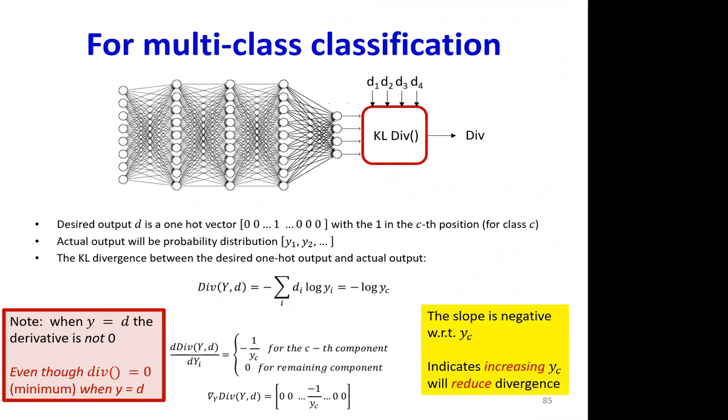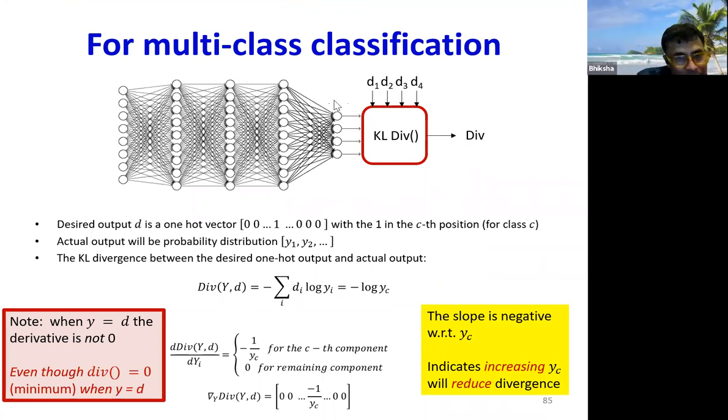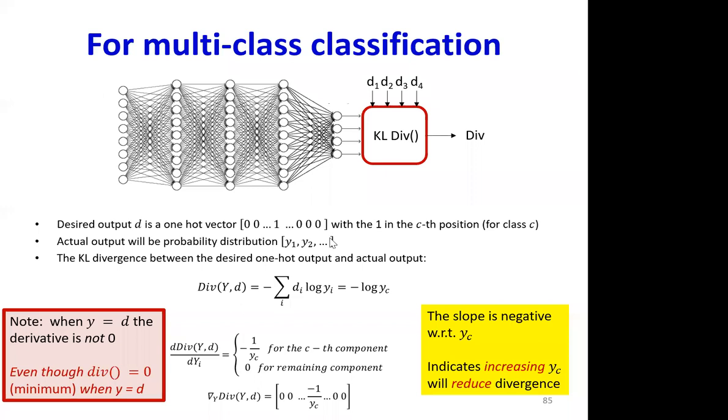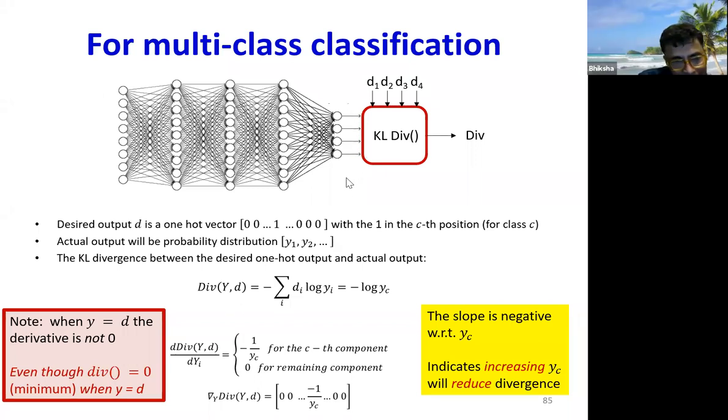And by the way, all the yi sum up to 1, right? Yes, because this is a softmax. There is no question. So this is a probability, right? It's always outputting a probability. Yeah.